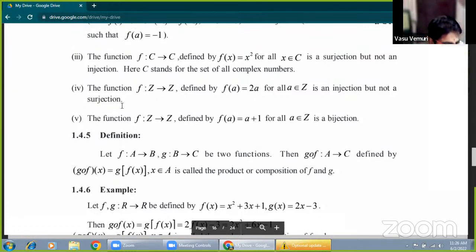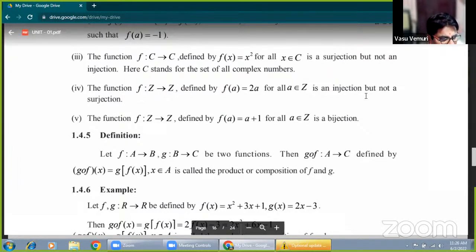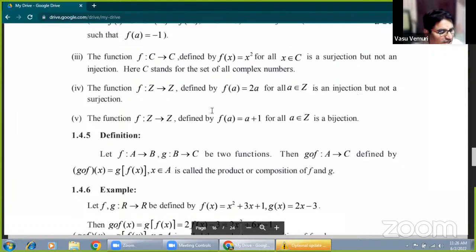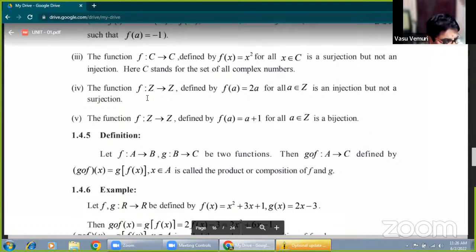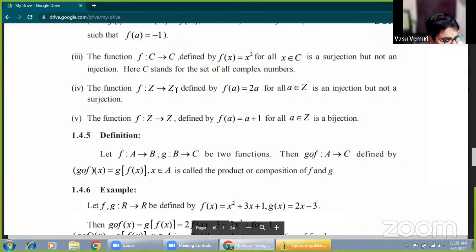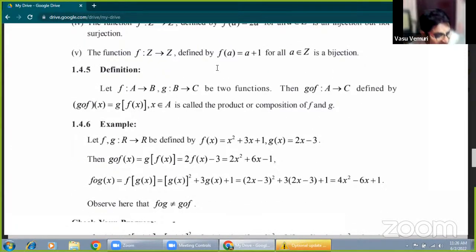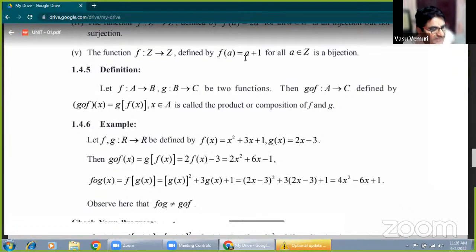Suppose, in the final examination, you are asked to write any suitable example for an injection but not a surjection. Now here f defines the map Z to Z, with the functional relation f of a equals 2a. That's enough. Here in the same manner, what is an example of a bijection? It means the mapping of the relation when it is one-one and onto.